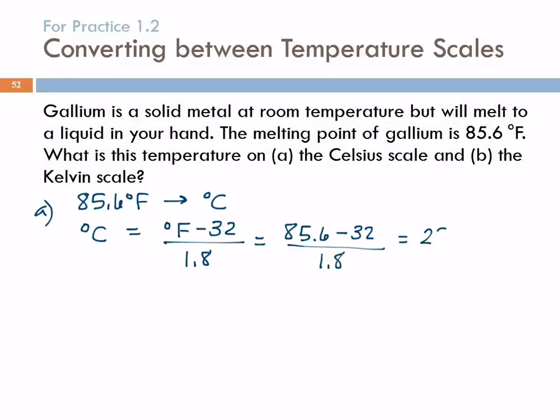So my calculator is showing me 29.77777, a whole bunch of sevens. Anybody else get that? Yeah.